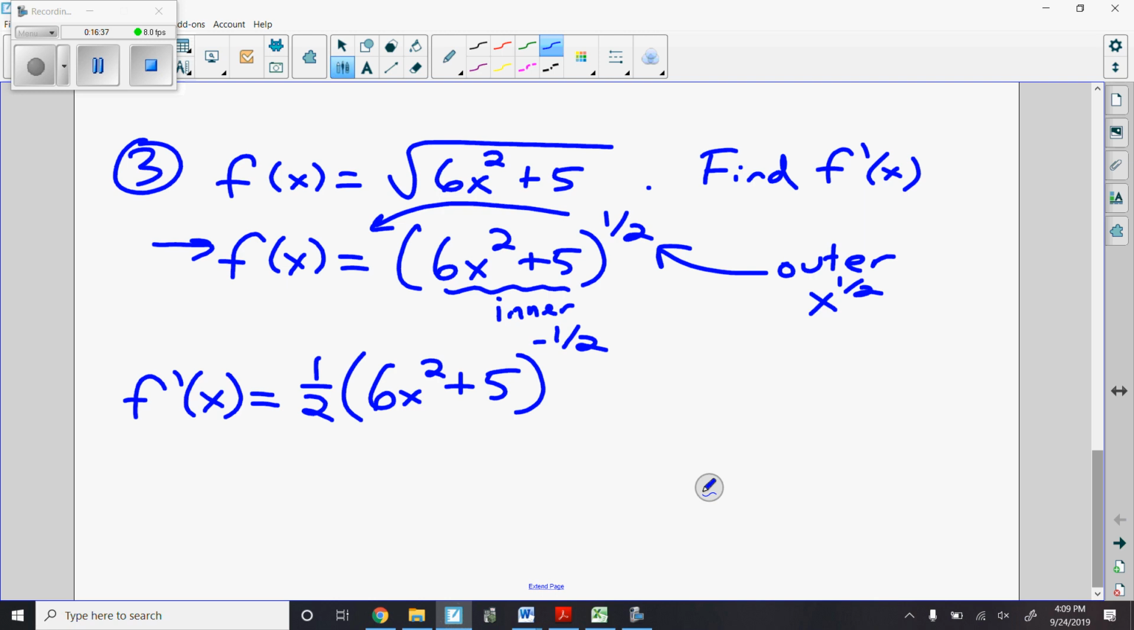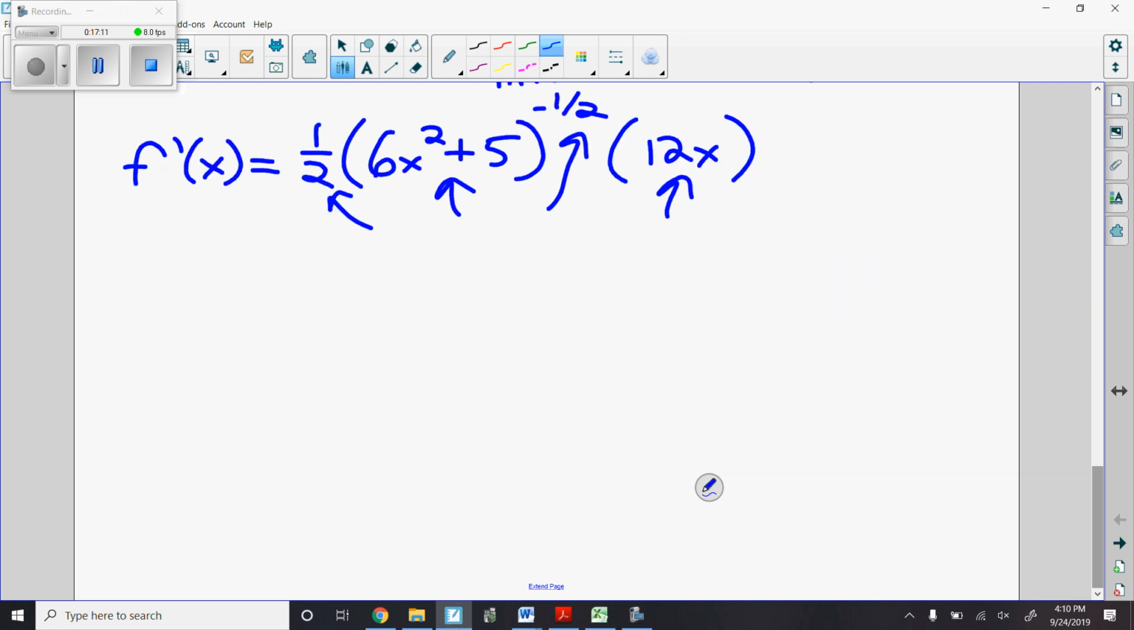I did the derivative of the outside with respect to the inside. And now all I have to do is multiply by the derivative of the inner function. Well, the derivative of 6x squared plus 5 is simply 12x. That plus 5 goes away on the derivative. And there I have the correct derivative. Again, derivative of the outside with respect to the inside times the derivative of the inside.